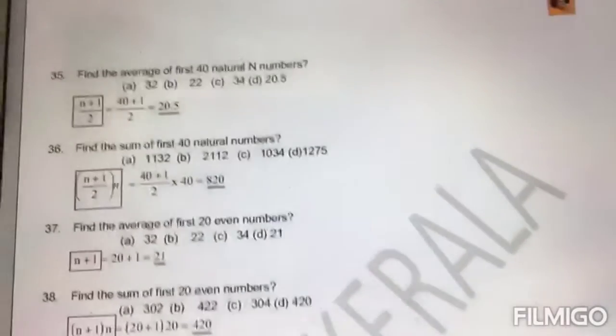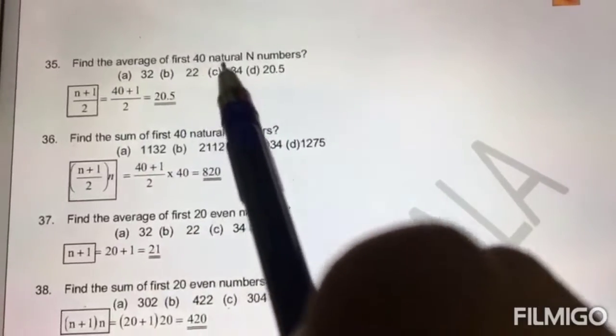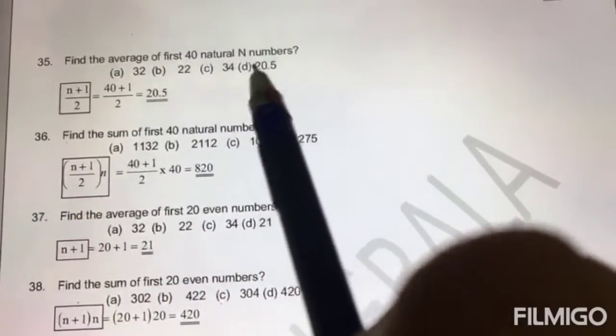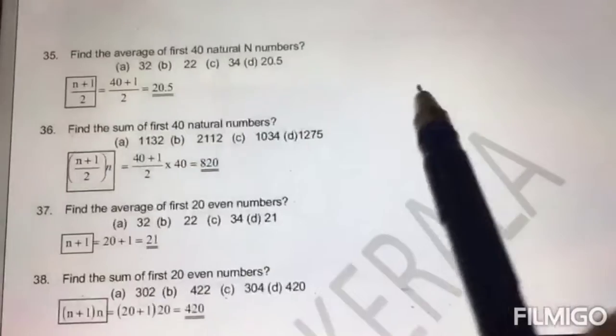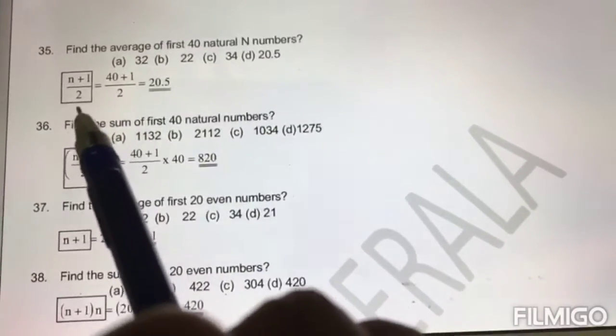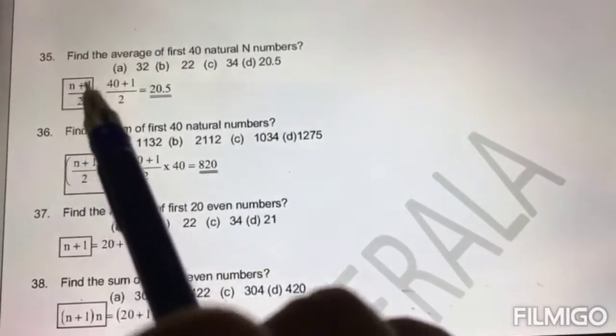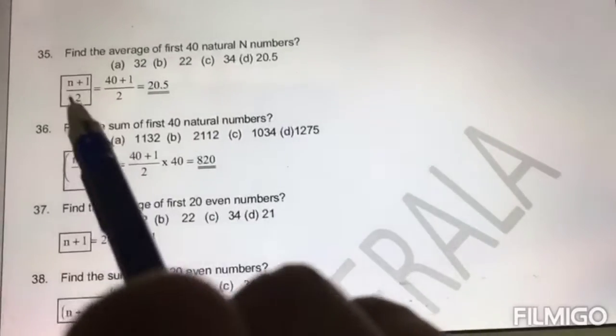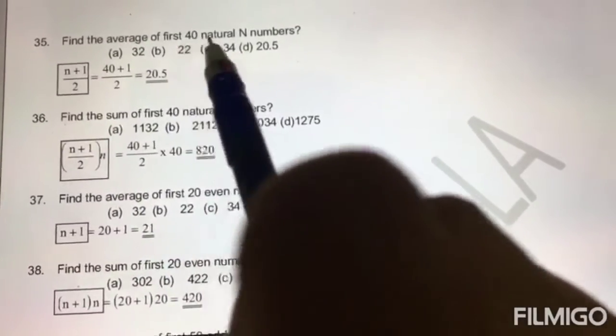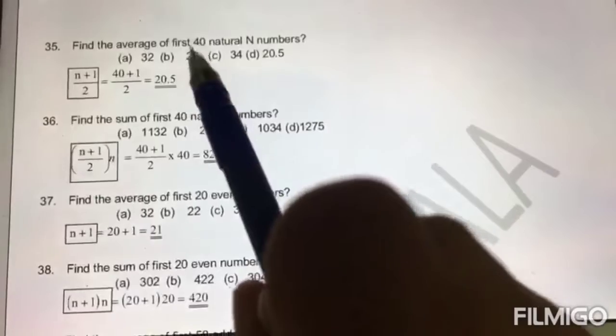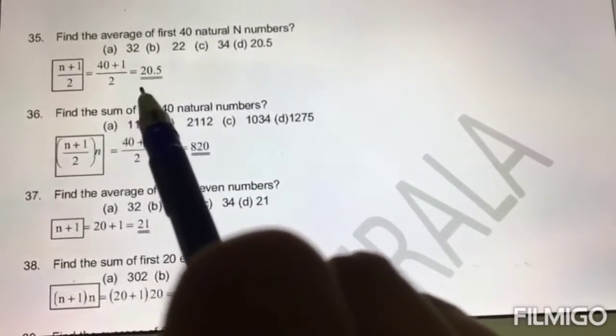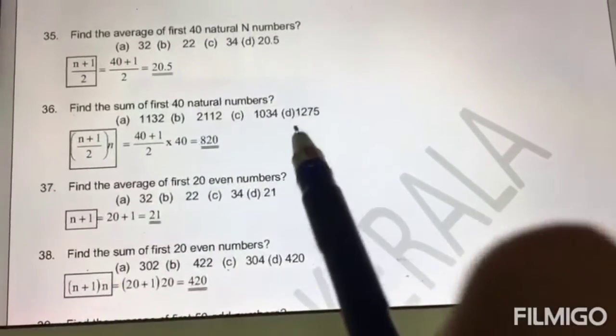Find the average of first 40 natural numbers. Natural numbers are 1 to infinity. Okay, we simply have to use this formula. You have to memorize this formula. N plus 1 divided by 2. What is n? N is 40, the total number of numbers that they have given. 40 plus 1 divided by 2 is equal to 20.5.